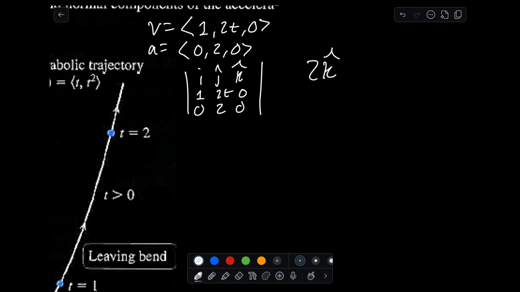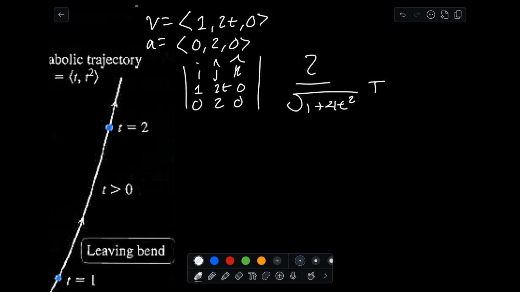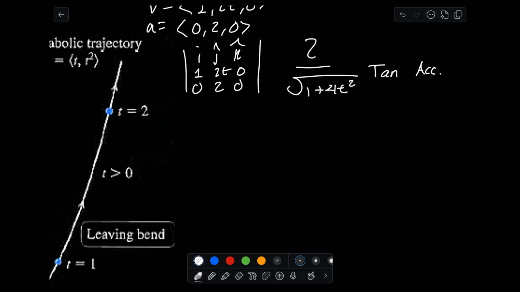We can just double check though. 0 here, 0 there. 0 here, 0 there. Nothing works. 2 minus 0, right? Divide that by the magnitude of v. Not the magnitude of v squared, divide by the magnitude of v. And this should actually just be 2, because we're taking the magnitude of it, right? So just 2 over the magnitude of v, which is the square root of 1 plus 4t squared. That's your tangential acceleration.